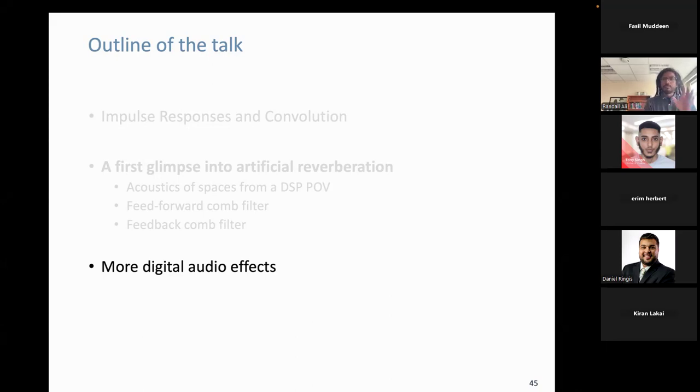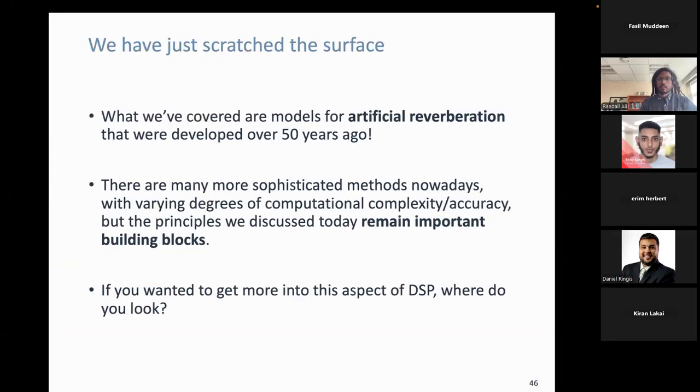The final bit I wanted to quickly mention is, I tried to give you a taste of what this all entails, and I hope I did that to some degree. But if you're really interested in more audio effects, there's a lot more to look at. There are tons of resources, even though the models I showed you remain the building blocks for more complex artificial reverberation systems.